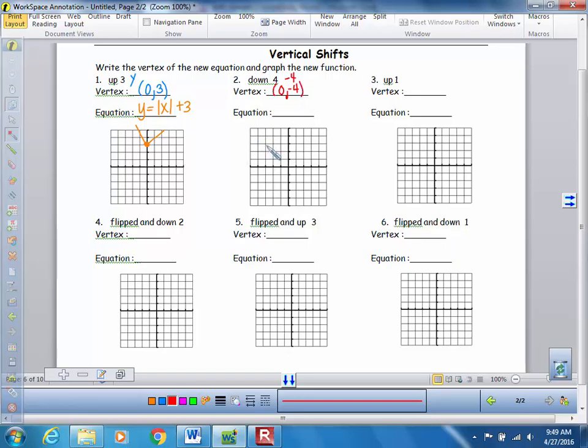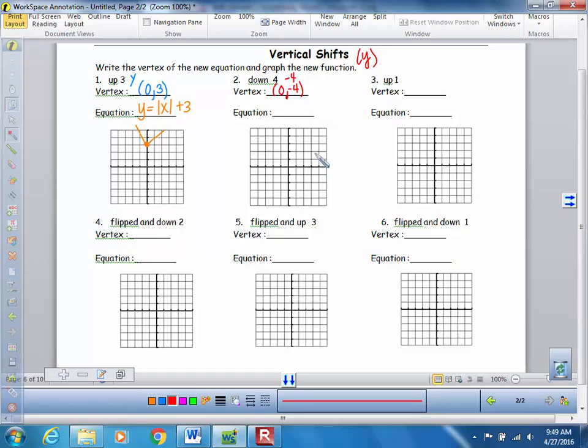Yes? How do you know if a vertex is 0 if the x is... Okay. If it's going up or down, the vertical shifts are always my y value. So that's the only thing that changes. Because we know my y-axis is vertical. It goes up and down. So anytime it's up and down, my y changes, my x stays the same. If we're going side to side, my x would change, but my y would stay 0. Does that make sense? Yes.